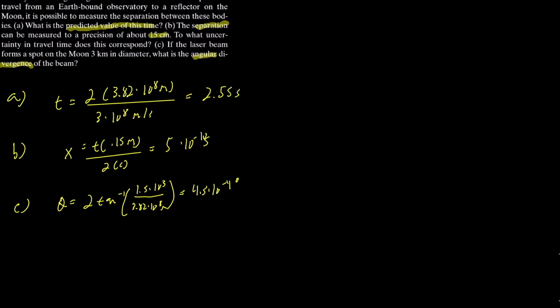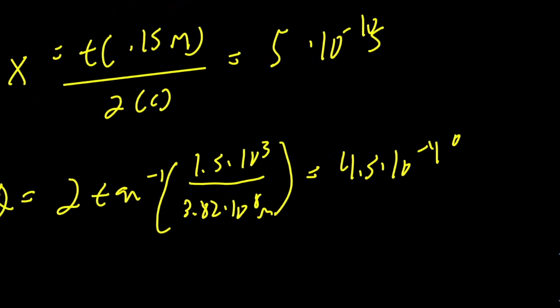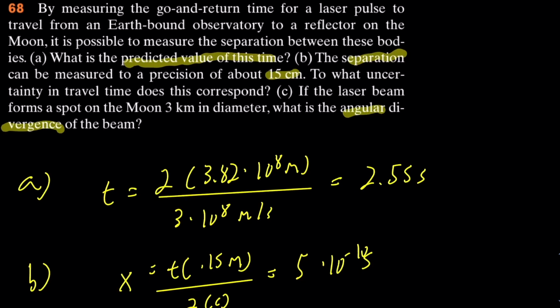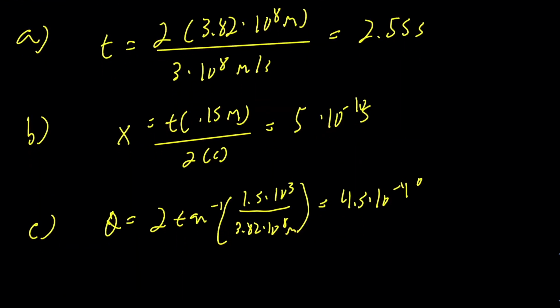Oh yeah, I forgot to disclose the 1.5 times 10 to the third, this value right here. In part C, you're given the diameter of the moon, which is 3 kilometers. The 1.5 times 10 to the third was actually the radius of the moon. And the units cancel out on your left with radians, and I hope that clears things up.